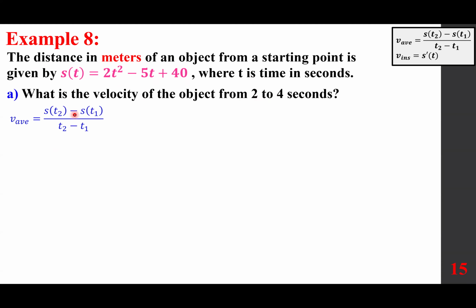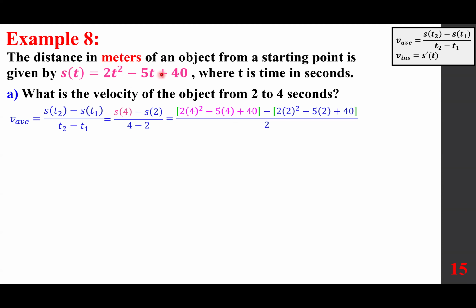s of t sub 2, which is 4, minus s of t sub 1, which is 2, and it will do the job. Now you're going to plug in 4. We've done that already. 2 times 4 squared minus 5 times 4 plus 40. And then you plug in 2. 2 times 2 squared minus 5 times 2 plus 40. And this simplifies to 52. This one to 38. 52 minus 38 is 14 over 2, which is 7 meters per second.